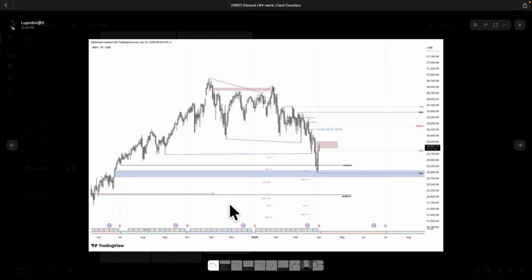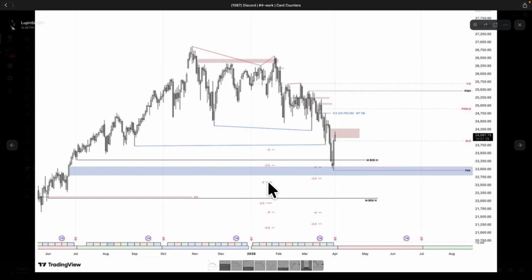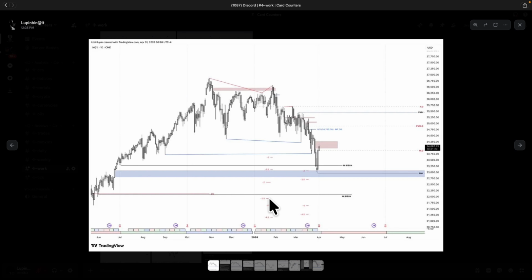Reason being is because we have standard deviations being projected out in time, and we end up seeing this standard deviation, which is rather large, of the -2, -2.5 is a weekly standard deviation, and then we have a daily standard deviation right here, and then we have another daily standard deviation right here, and they're all projecting under our monthly BISI high, as well as under an equilibrium of a range.